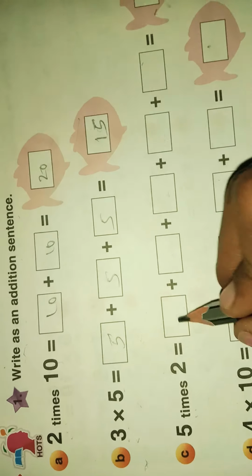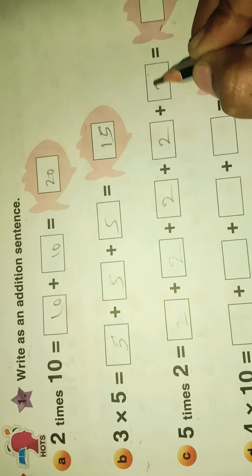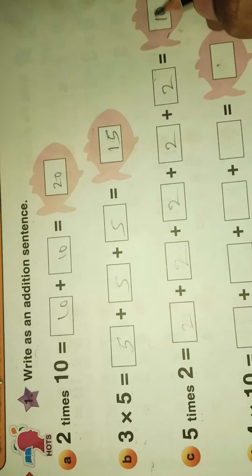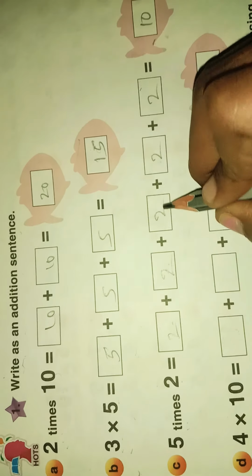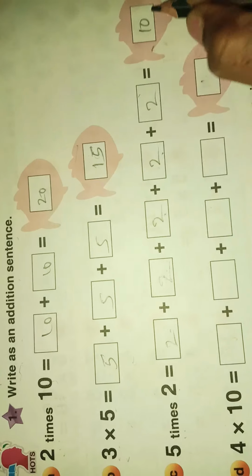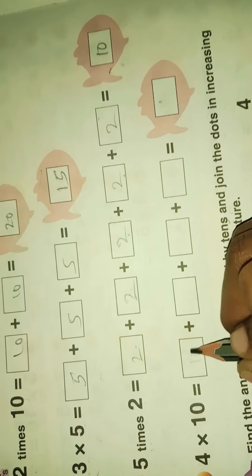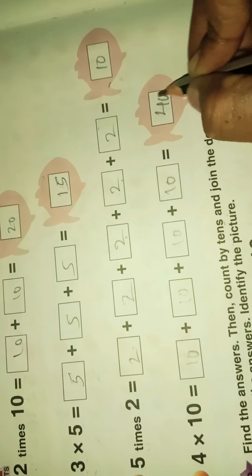5 times 2, you have to write 2, 5 times. 2 plus 2 plus 2 plus 2 plus 2 is equal to 10. 2 plus 2, 4. 4 plus 2, 6. 6 plus 2, 8. 8 plus 2, 10. 4 into 10 is equal to 10 plus 10 plus 10 plus 10 is equal to 40.